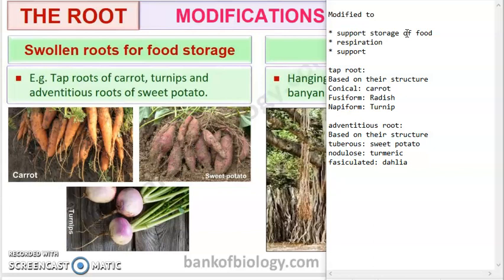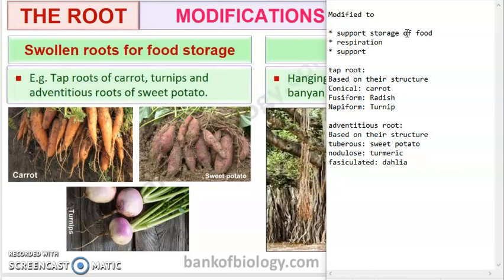And then comes the third one, which is support. Plants themselves, their whole structure, is supported with the help of a few modified roots. So roots get modified to support a plant. Okay, so this is about the modifications of the root. One by one we will learn each of these in detail.